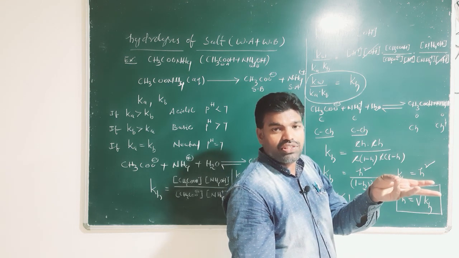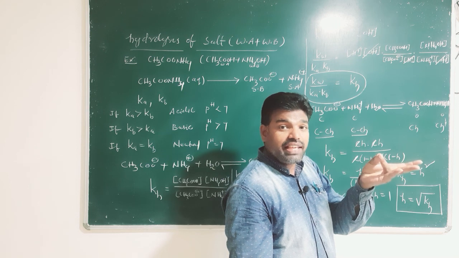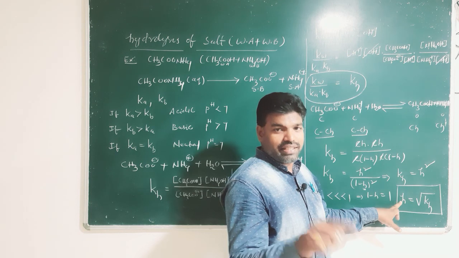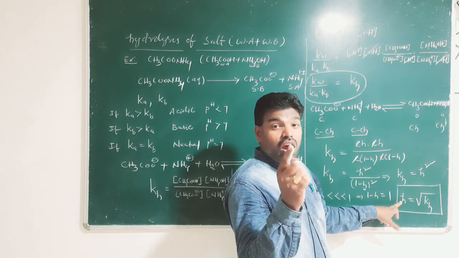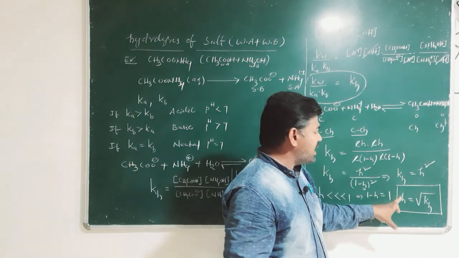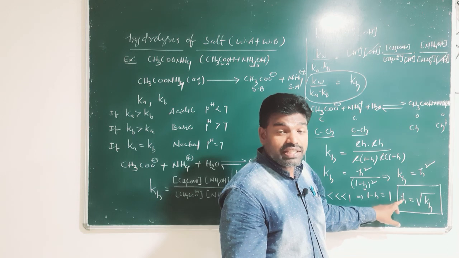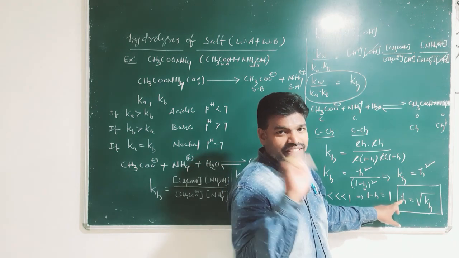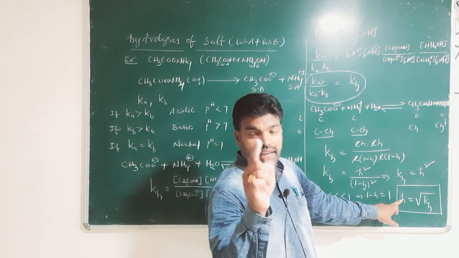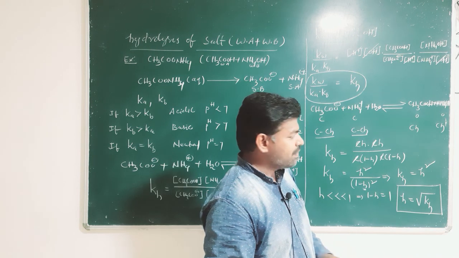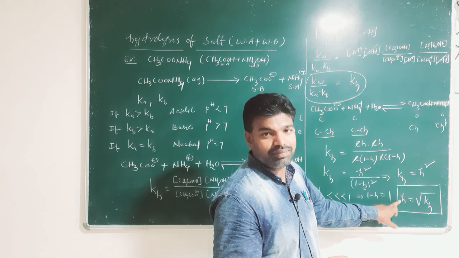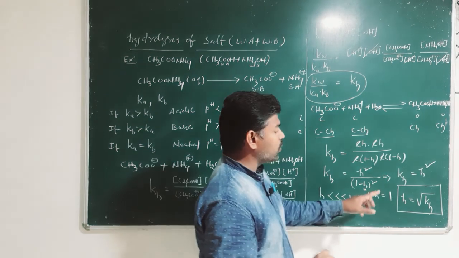In the hydrolysis of salt derived from strong acid weak base and weak acid strong base, degree of hydrolysis increases on dilution, whereas in this case degree of hydrolysis is independent of concentration. This is the most important characteristic of this salt hydrolysis. So, degree of hydrolysis is independent of concentration, right. So, h is equal to root Kh.